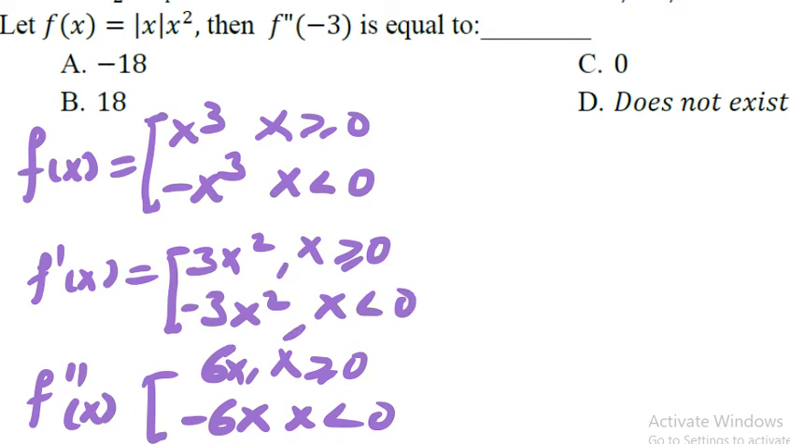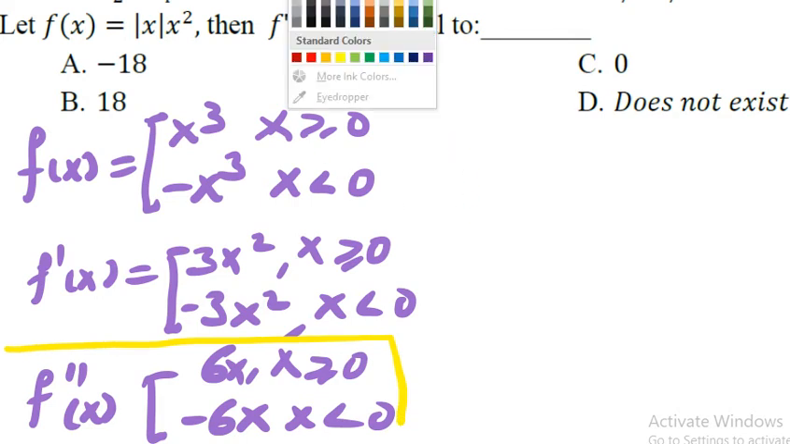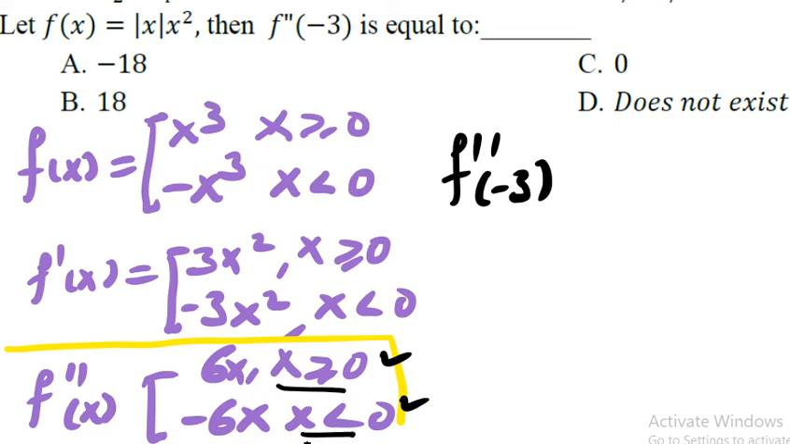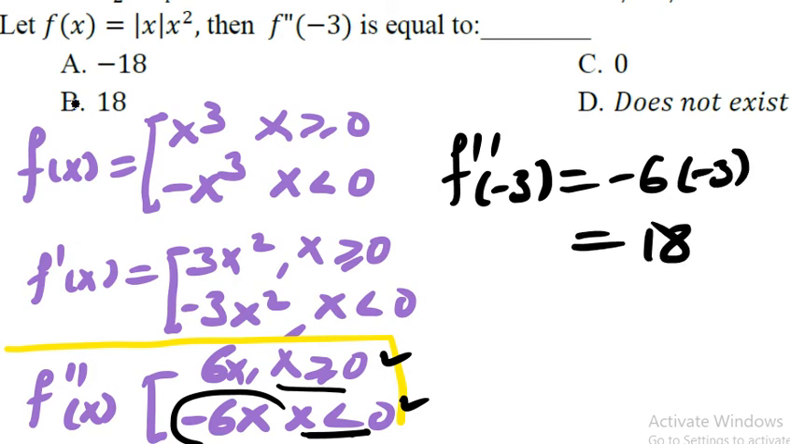Now we are going to focus on the last part, because we are asked the second derivative at -3. So when we are talking about f second derivative at -3, which function will be taken, the first one or the second one? Is -3 found in the interval x greater than 0 or x less than 0? You have to be focused here. It must be x less than 0 because -3 is found here, so I'm going to take this function. So it will be -6 times -3, which is going to be 18. So the answer will be B.